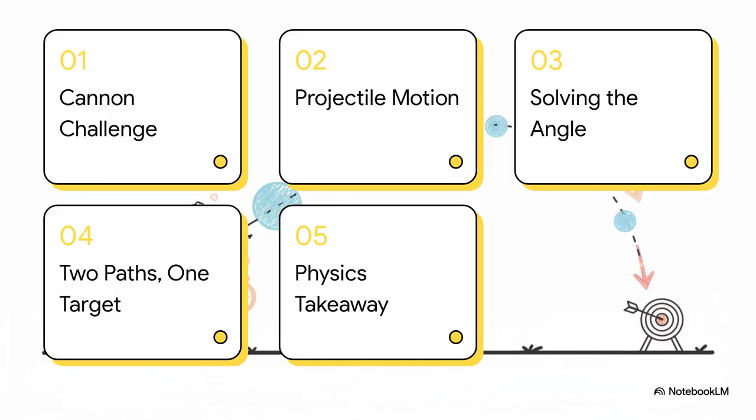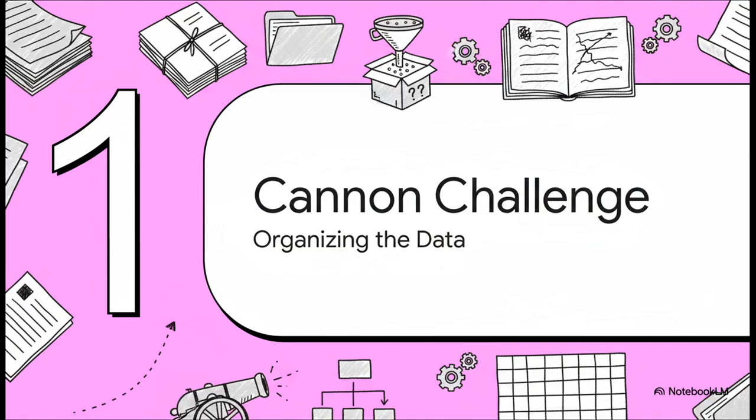So here's how we're going to break this down. First, we'll look at the challenge itself. Then we'll figure out the right physics to use. We'll solve for the launch angle. And then, this is the cool part, we'll see why there are actually two paths to the target. And finally, we'll wrap it all up with the big physics takeaway. Okay, let's get into it.